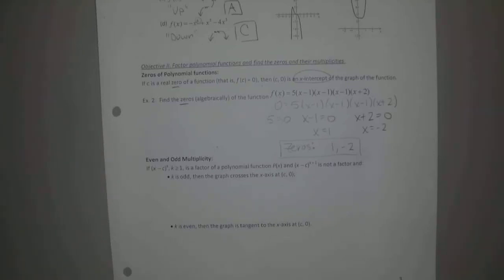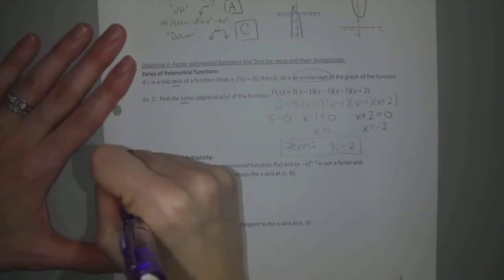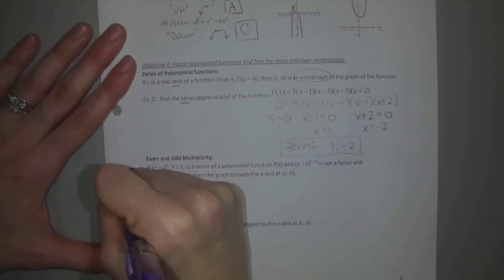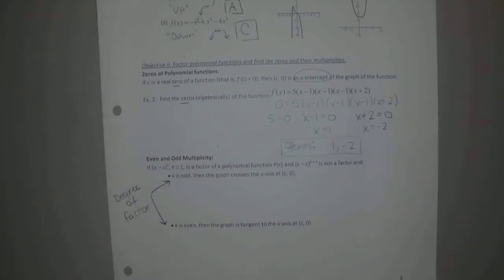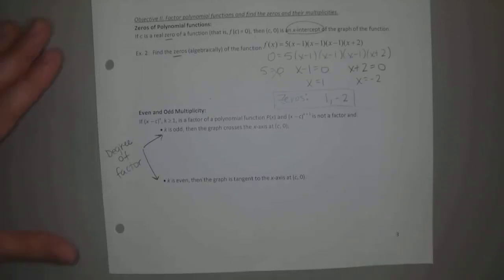Why do we care? Because kind of like our even and odd degrees, we know what directions our ends are going. Our even and odd multiplicities let us know whether we're crossing at the 0 or just going down and coming back up, okay? So here, k is the degree of the factor. That's why they're not using n, because we talked about n being the degree. Why are we throwing k's in there now? Because n is the degree of the entire polynomial, k is the degree of the factor. So if you have an odd k, it's of odd multiplicity, okay?